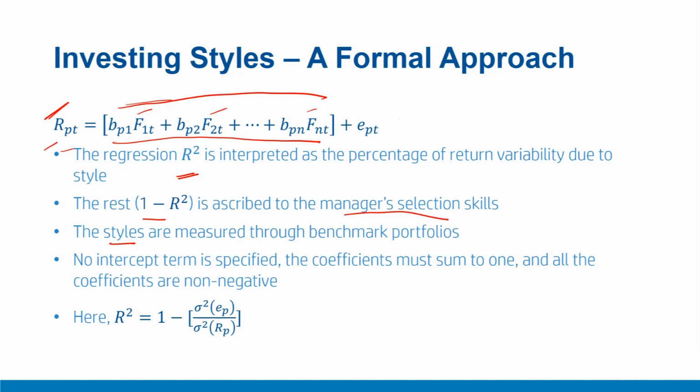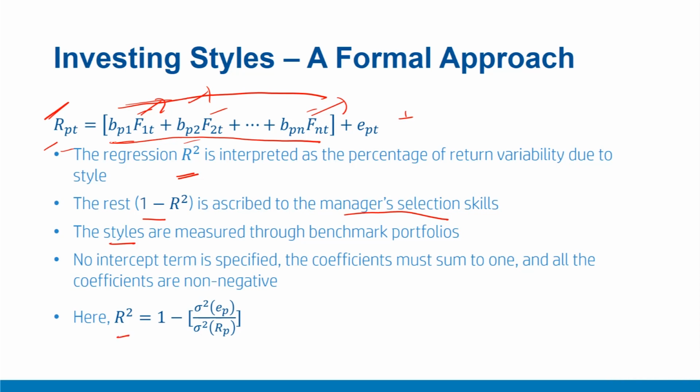Please note, in this model there is no intercept term. Also, we are only long in styles. The way this model is designed, we are only long in these styles. We are not short in any of these styles, and therefore all the coefficients BP1, BP2 and so on, these sensitivities, must be positive. Also, they should add up to 1.